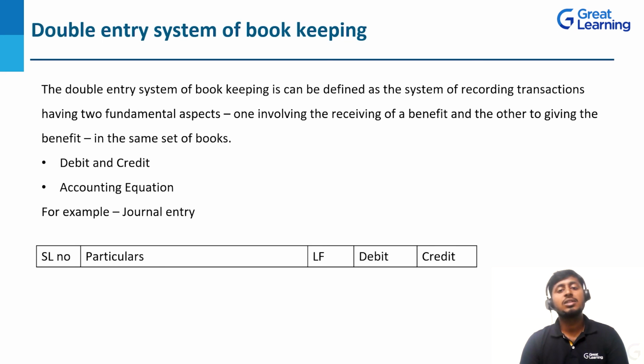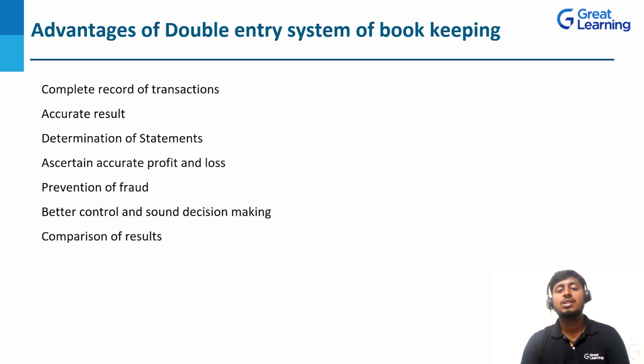Next, double entry system of bookkeeping. So in this double entry system of bookkeeping, we have discussed the meaning, and what do you mean by debit and credit, and what is the accounting equation, and the format for journal entry also we have discussed. Next, we have discussed advantages of double entry system of bookkeeping. So here we have 7 advantages of the double entry system of bookkeeping that we have discussed.